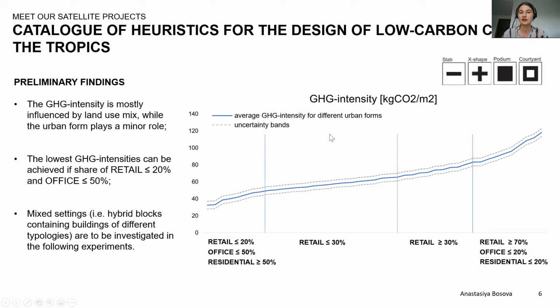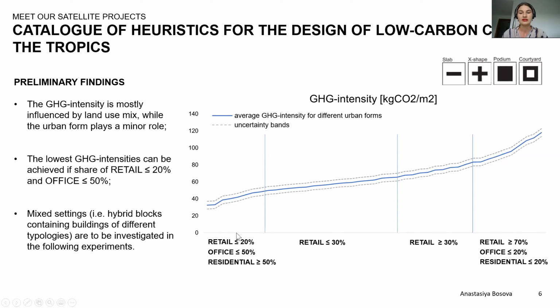You can see on the graph around the average CO2 intensity for the simulated scenarios, the uncertainty band is fairly small for the whole sample, but the impact of the land use mix on the horizontal axis is significant. Not surprisingly, the lowest CO2 intensities can be achieved if the share of retail and office is kept low. You can see it on the left part of the graph.